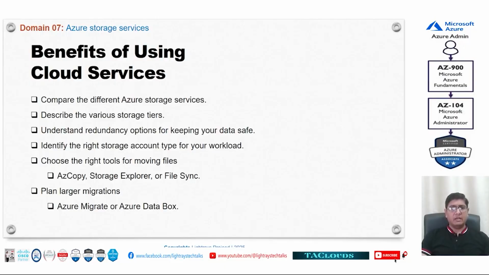Then we will move toward the redundancy options. Redundancy means if one of the storage is not available, then what will we do? We need to make it redundant. This is the most important topic in storage, because whenever data is not available, companies shut down, because data is very, very important. So we will explore how Azure ensures your data is always safe through replication options like LRS, ZRS, GRS, and RA-GRS. There are different ways we can protect our data through redundancy.